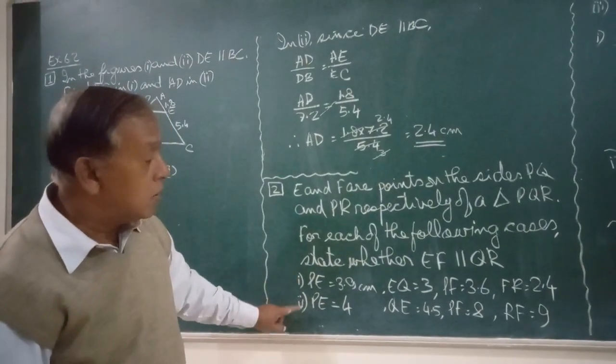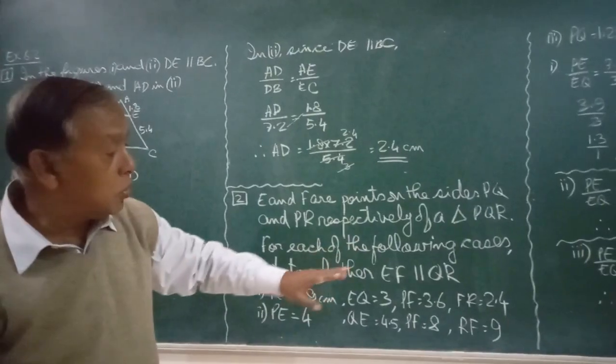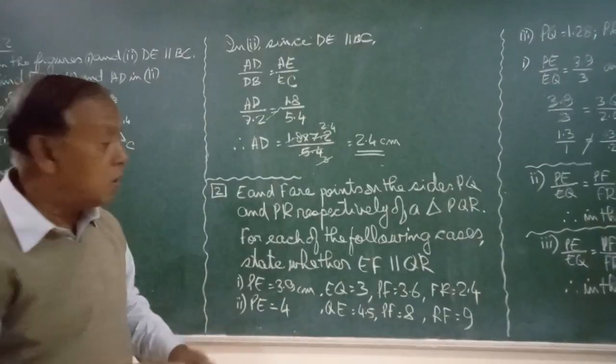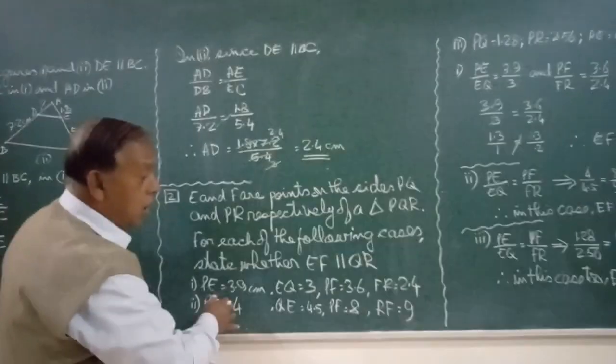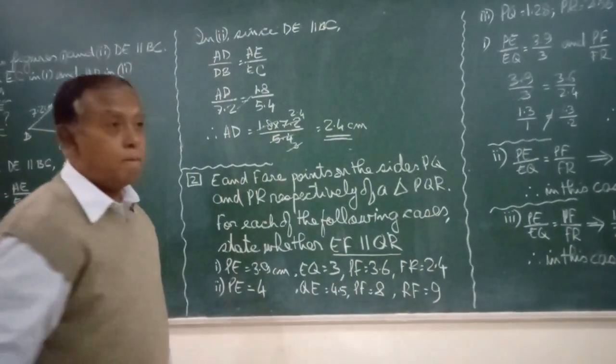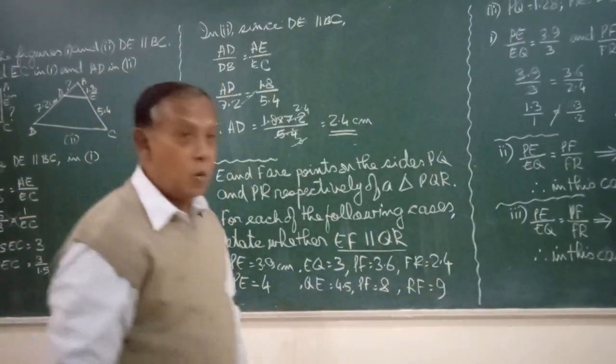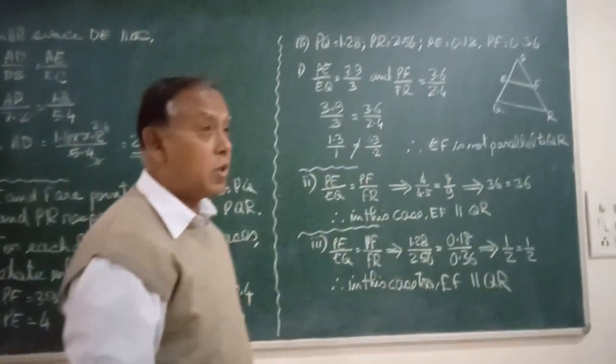One sub-question, second sub-question, and then we have a third sub-question. And what are we asked to find out? If the measurements are like this, are these two parallel? Is EF parallel to QR? Okay, how do we solve the situation?